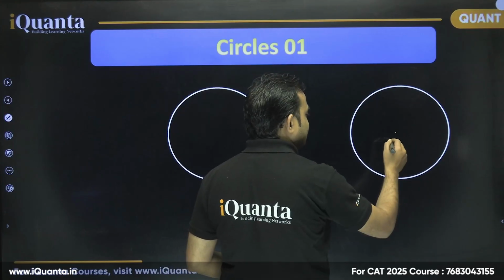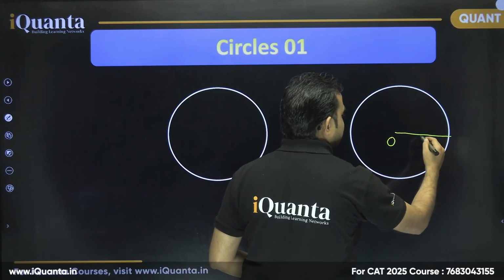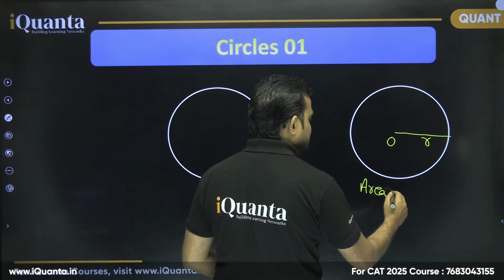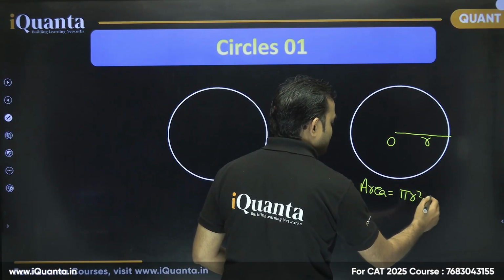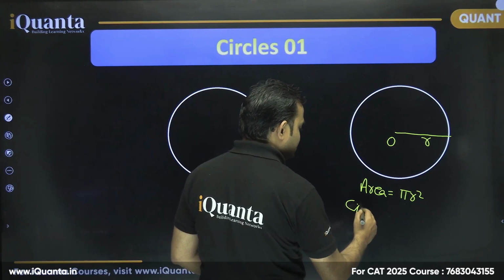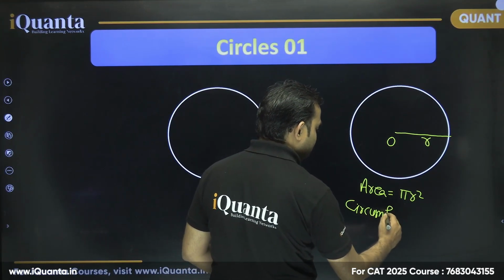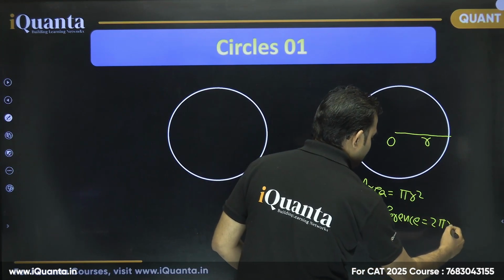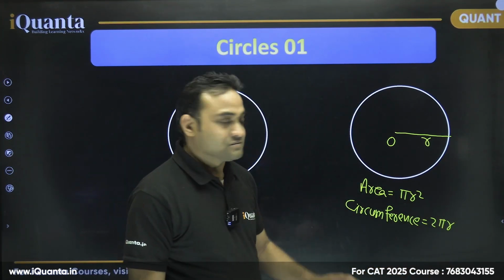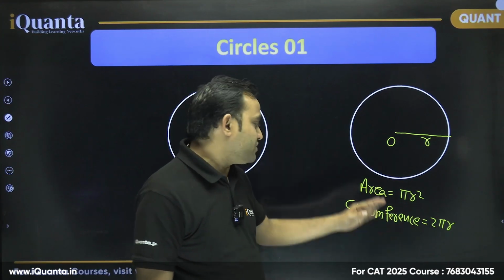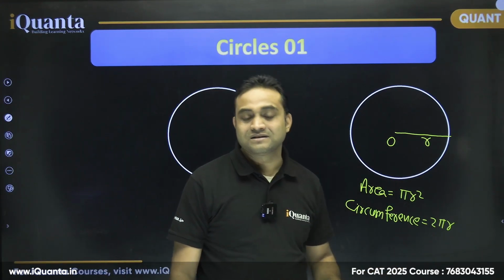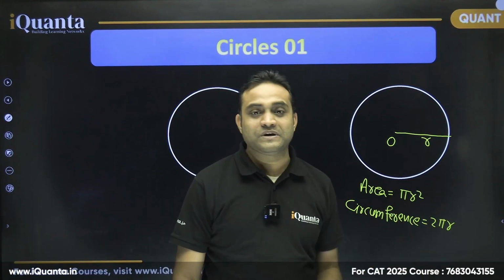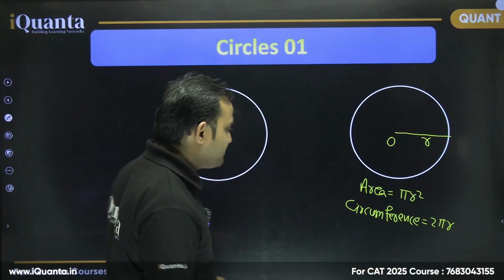If the center is O and the radius is r, then the area of this circle will be equal to pi r square and the circumference will be equal to 2 pi r. Of course, the diameter is 2r and we can also write area and circumference in the form of diameter. We just need to replace r by d by 2. Now, let's come to another thing.